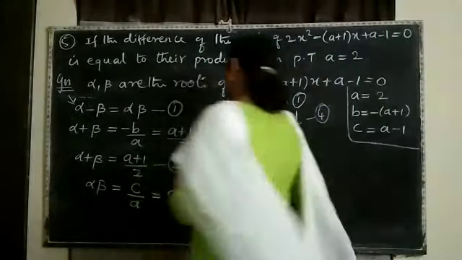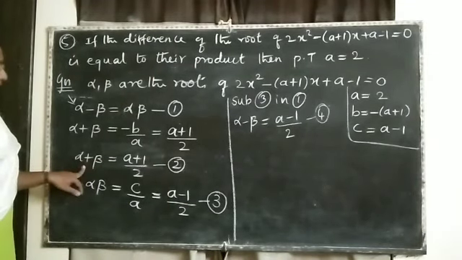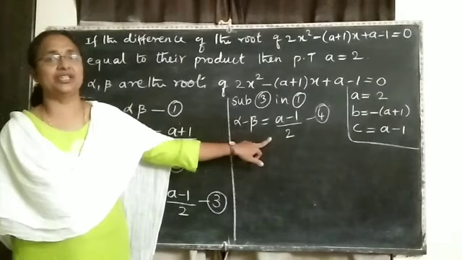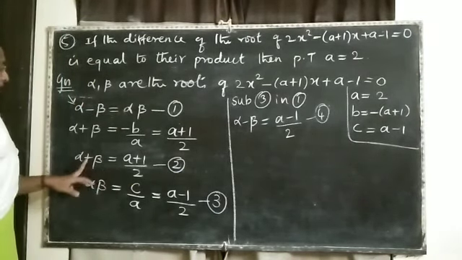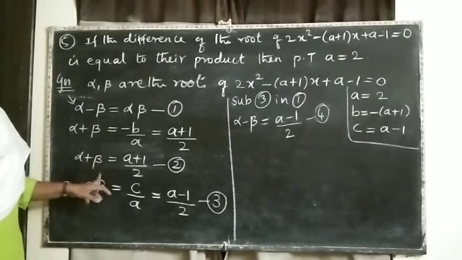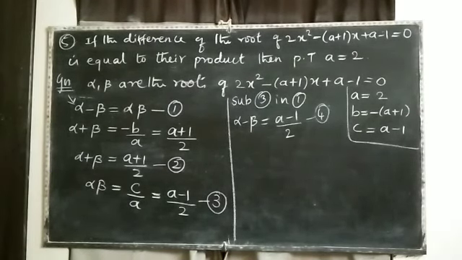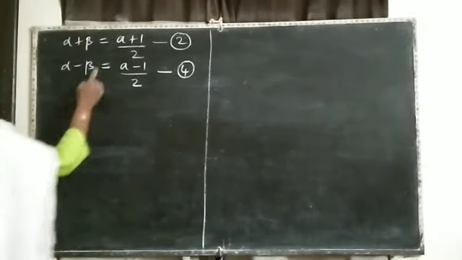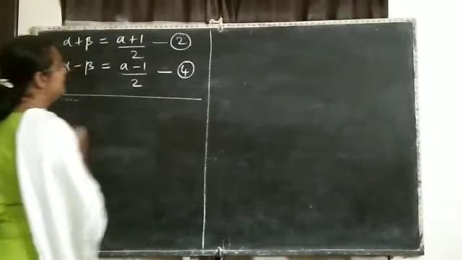Now what we are going to do? I am going to add the second equation and the fourth equation. So these are two equations using the elimination method. I am going to find the value of alpha first and then beta, and then we are going to substitute and prove the value of a is equal to 2. Shall we? We are going to add the second and the fourth equation using the elimination method.